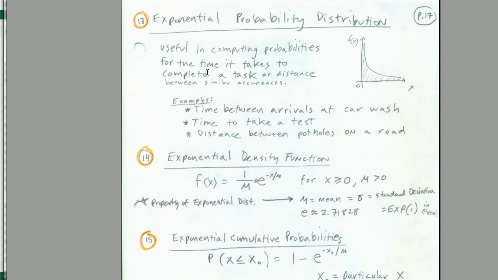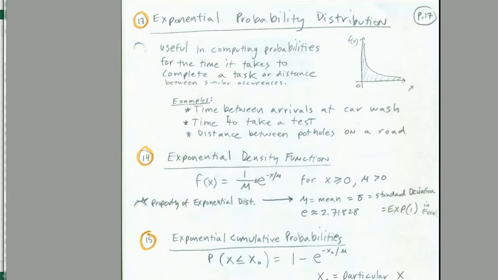Hey, we got to talk about the exponential probability distribution. There's a chart of it. It looks real tall at the beginning, but then it gets smaller and smaller as it gets further out the x. So if we're talking about times between arrival or times to stand in line, the longer the time, the smaller the probability. Exponential is useful in computing probabilities for the time it takes to complete a task or distance between similar occurrences or successes.